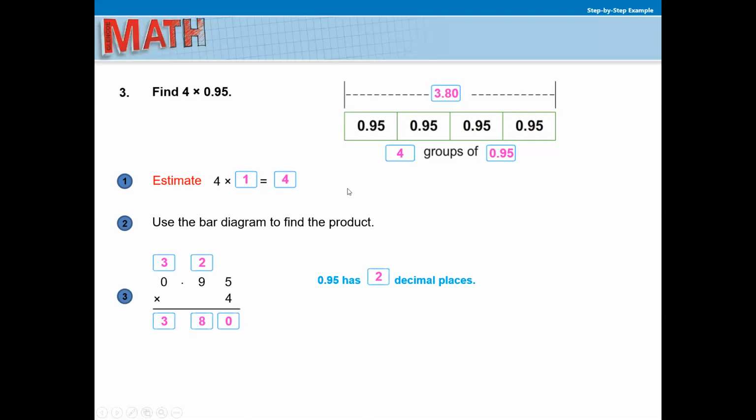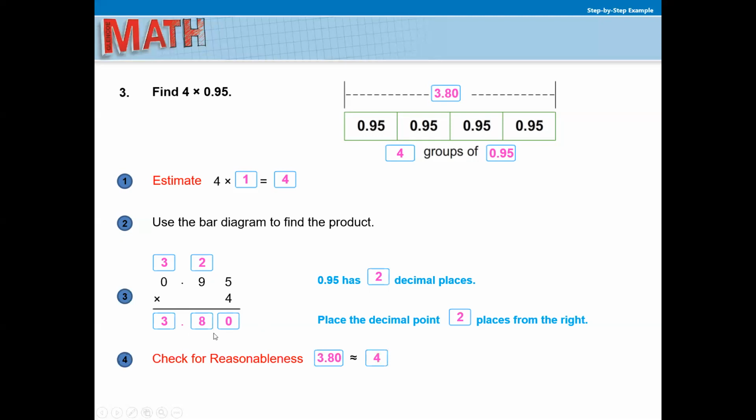We have to carry as we multiply. Place the decimal point how many places from the right? So this decimal point's here. It takes him 2 jumps to get out. He falls straight down and he takes 2 jumps back in. Check for reasonableness. 3 and 80 hundredths is approximately 4, and we estimated that it would be 4.